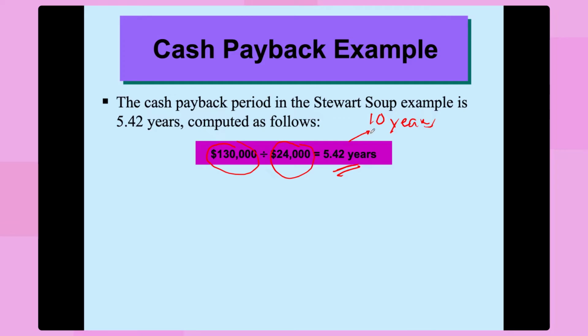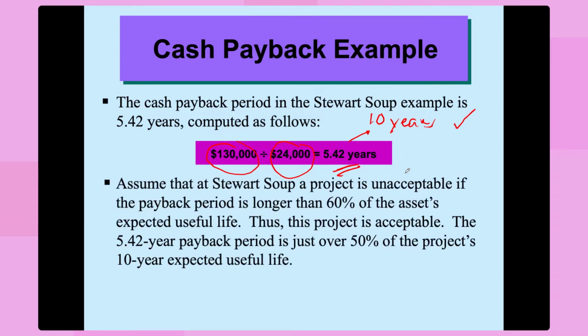What you will do, of course, is accept it. Why? Because the 5.42 years cash payback period is less than 10 years. However, what if there is a condition? Assume that Stewart's Soap's project is unacceptable if the cash payback is longer than 60% of the asset's expected useful life. Thus, this project is acceptable.